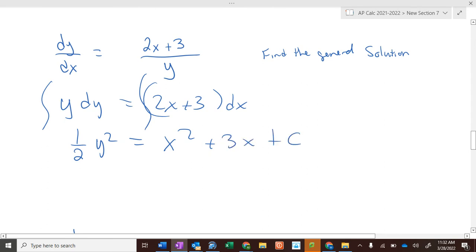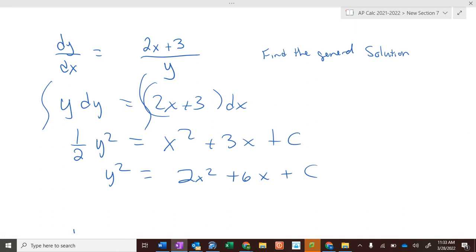Okay, so if we solve for y, what do we have to do? Multiply by 2, so y squared equals 2x squared plus 6x plus 2c, which is still c. Why is it still c? Because 2 times the constant is still some constant. We don't know what the constant is. We only have to find the constant when we're doing a particular solution.